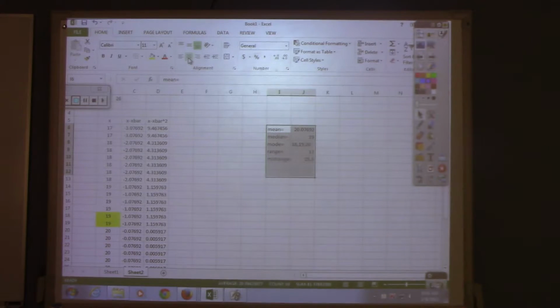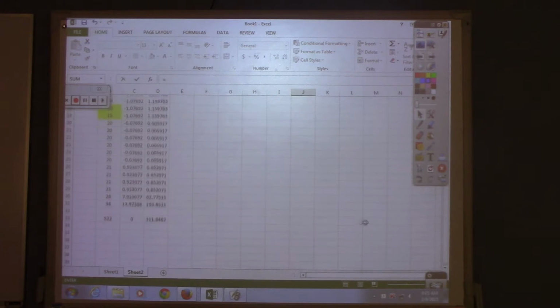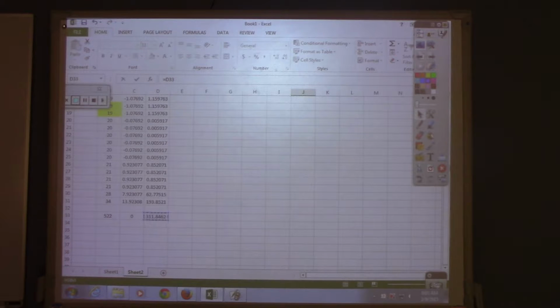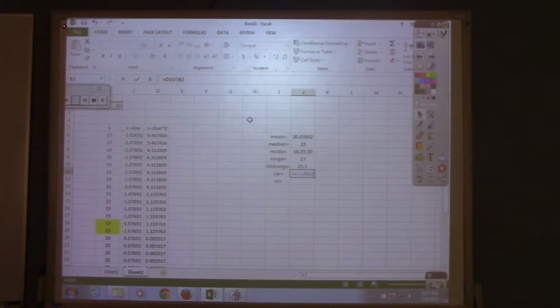Variance and standard deviation. Well, your variance, we already got that number, so equals this number divided by parentheses, what? N minus what? 1, close parentheses. There's the variance, and then the standard deviation is going to be equal to the variance raised to the what?